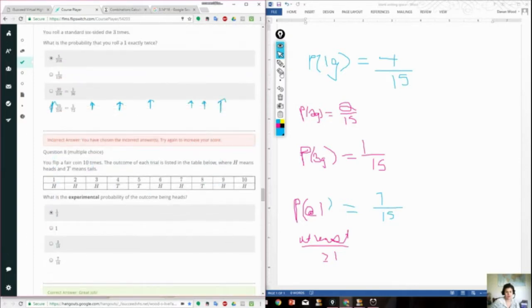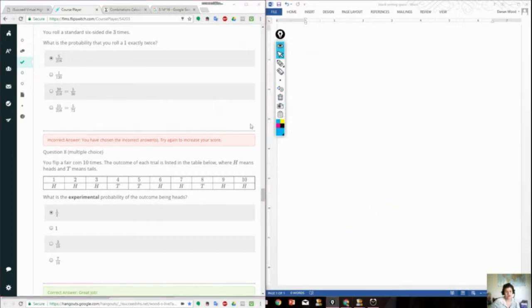Great job. Alright, let's go on to question 8. You flip a fair coin 10 times. The outcome of each trial is listed in the table below where H means heads and T means tails. What is the experimental probability of the outcome being heads?